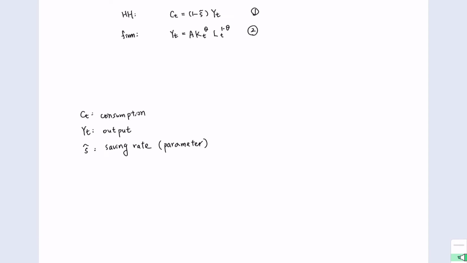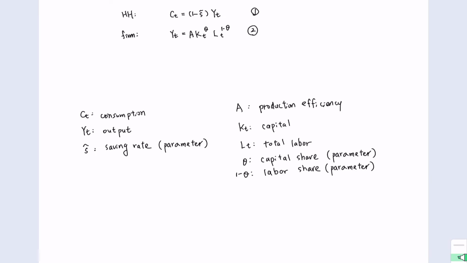For the firm, we assume that the firm adopts the Cobb-Douglas production technology. Here, A is the production efficiency, K_t is the capital stock, L_t is the total labor input, theta is the capital share, which is a parameter, and 1 minus theta is the labor share, which is also a parameter.